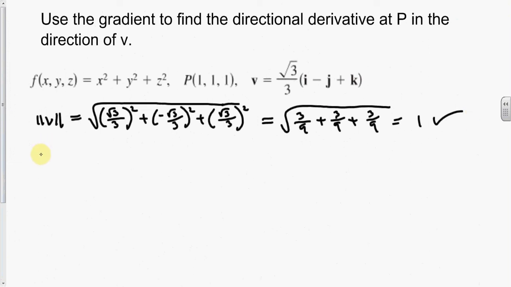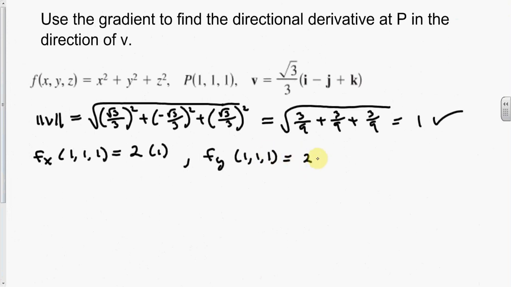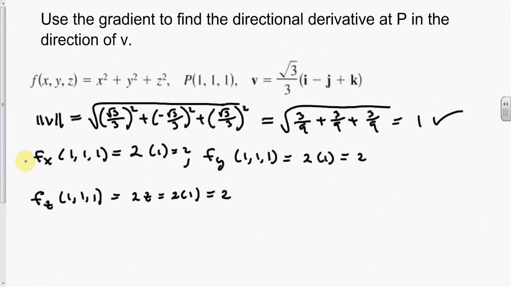So now the partial derivatives. I'm going to go ahead and compute them at the point, since those partials are easy to get. The partial of f with respect to x is 2 times x, so you just get 2 times 1, which is 2. The partial of f with respect to y at the point 1 comma 1 comma 1 is 2 times y, or just 2. Then the partial of f with respect to z at the point 1 comma 1 comma 1 is 2 times z. It's 2 times 1. Just 2.